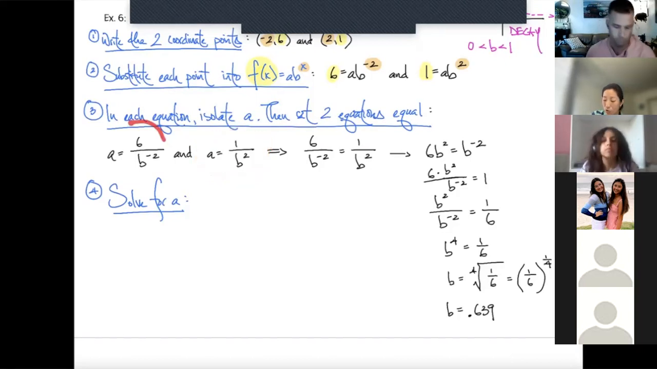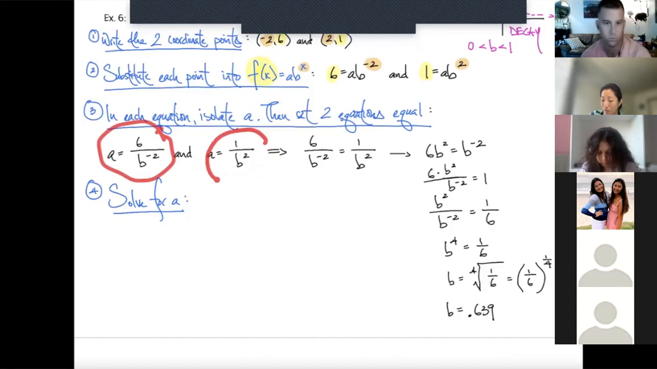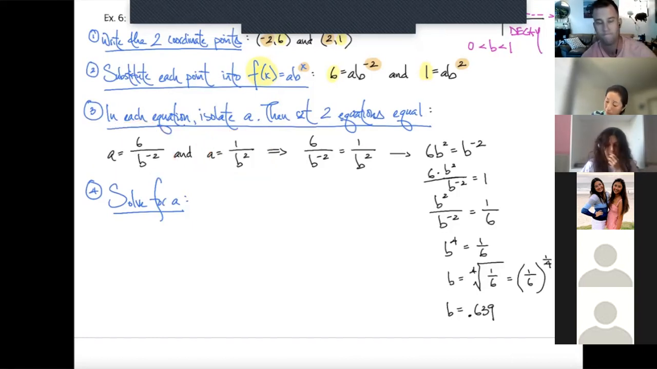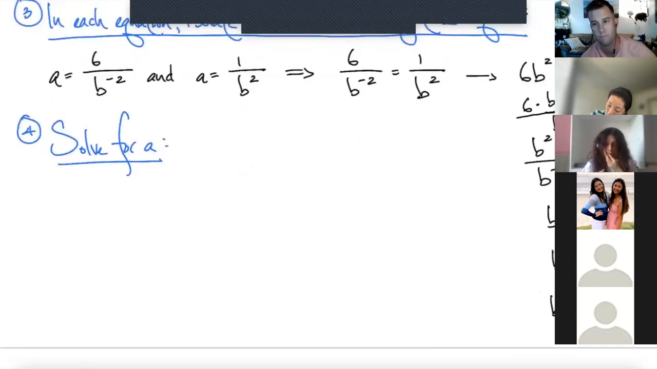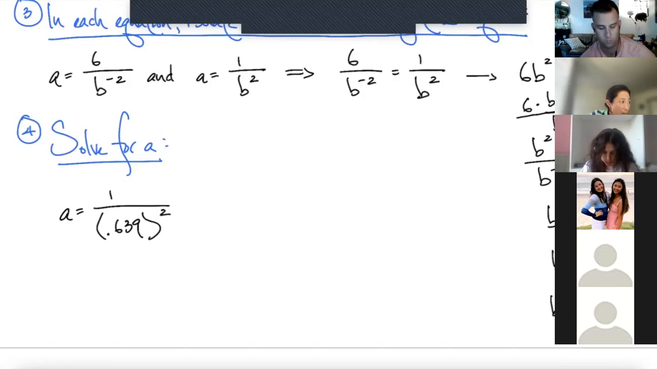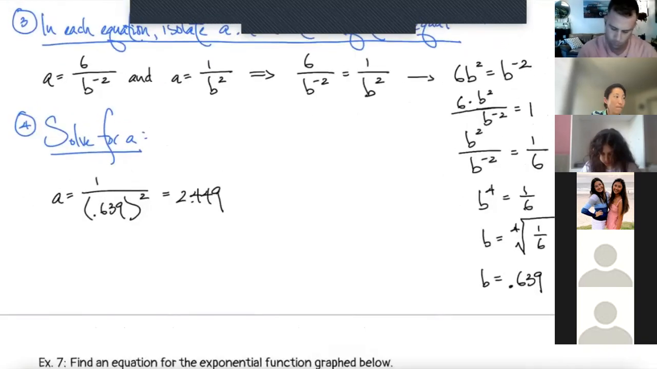Now, let's say you chose to use the first one, nothing wrong with that. You can use the first one. I think the second one is a little easier because there's no negative exponent. That would be the only reason I choose the second one, okay? And so when we find that, we get A equals 1/0.639 squared, and that gives us about 2.449, I believe. Okay.